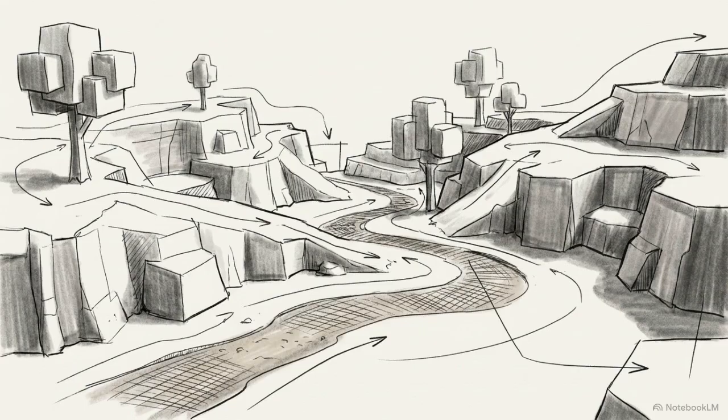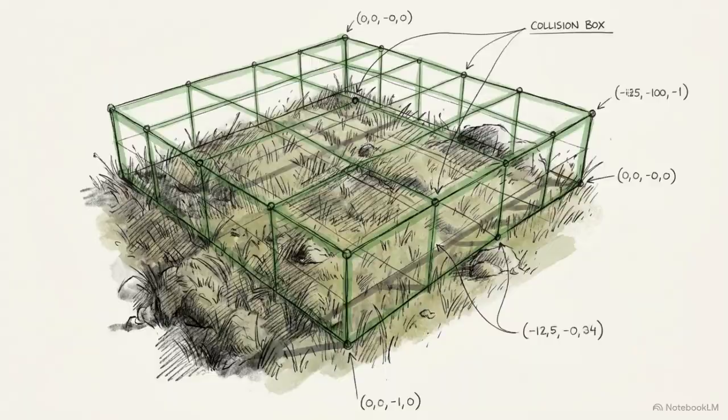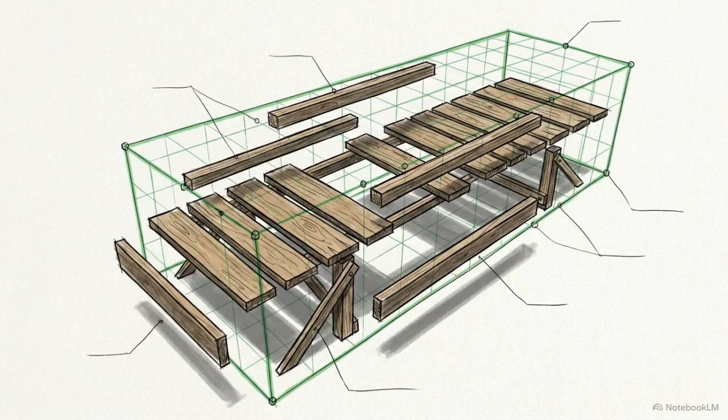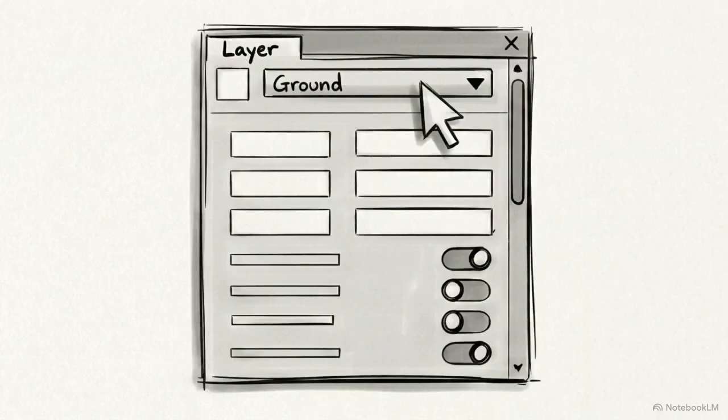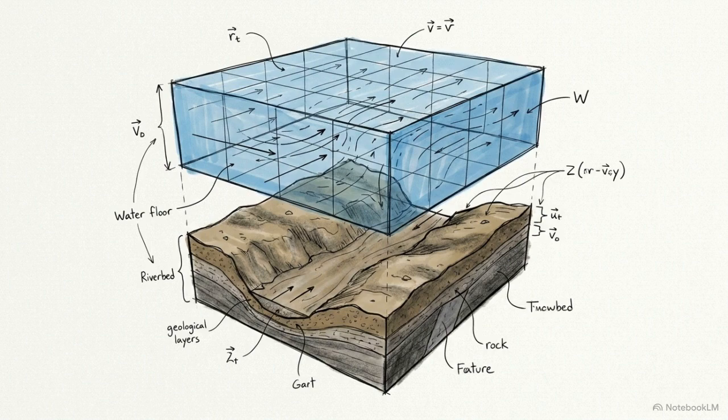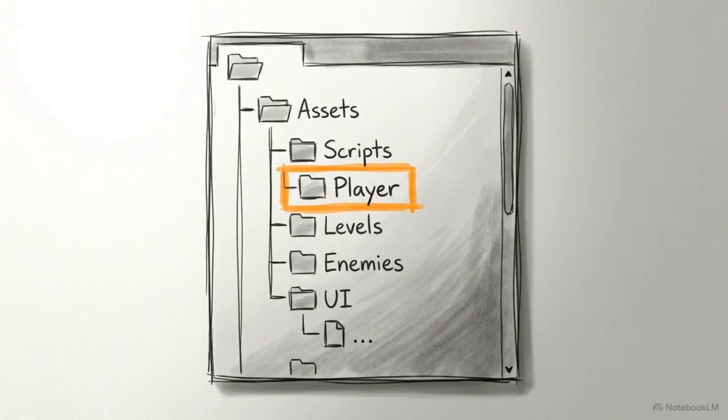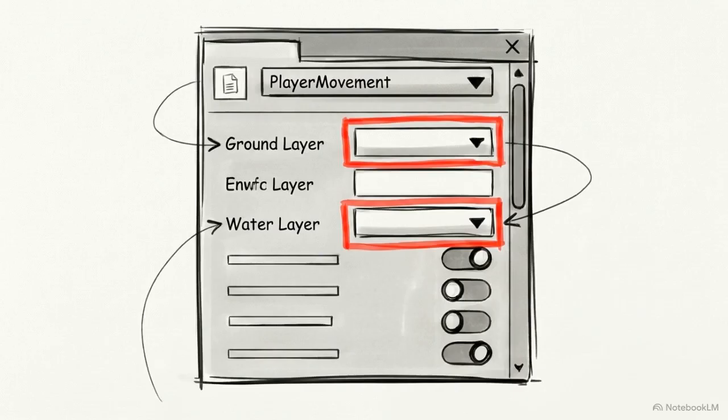We take every walkable surface, the terrain meshes, the cobblestone paths, and the bridges, and assign it to the new ground layer. Ocean and river colliders receive the water layer. Next, we select our player object and locate the player movement script. We route these specific layers directly into the ground and water layer masks inside the component.